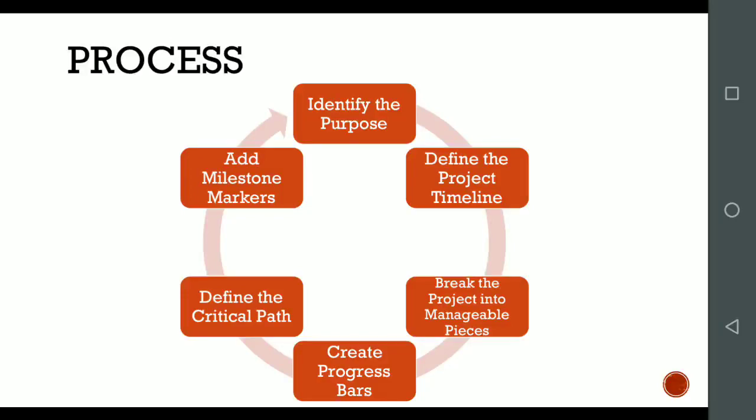Next is the process of Gantt charting. Firstly, we have to identify the purpose. Identify the purpose means why we are using Gantt charting for planning and controlling. Why not another tool? So firstly, we'll find out the significance of using Gantt charting in a particular kind of project. After finding out that purpose, next we'll define the project timeline.